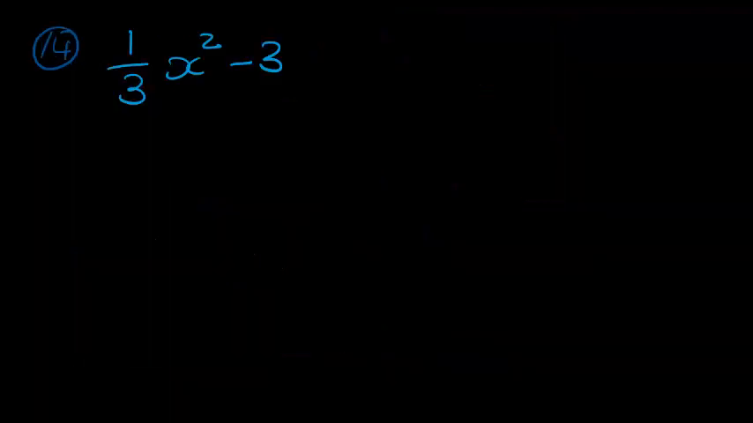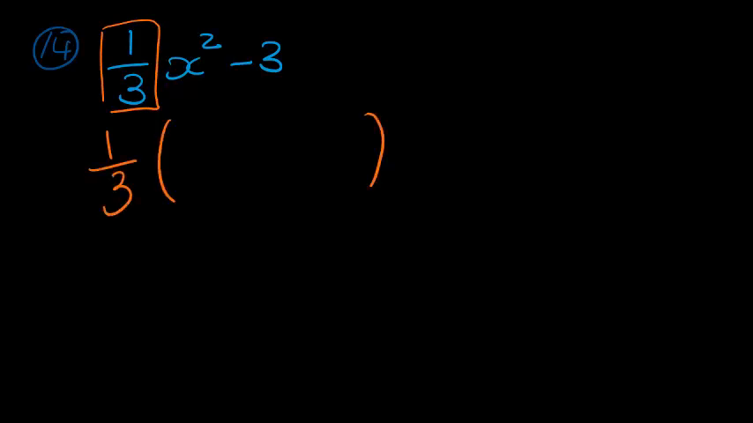Okay, question 14 is different. Now, remember we first want to take out a common factor. When we are working with fractions, we are going to take out the fraction in order to simplify life. So if I want to take out 1 over 3, that means I'm going to have 1 over 3 multiplied by whatever is left. So my first one is going to be x squared. That makes sense. Minus, makes sense.